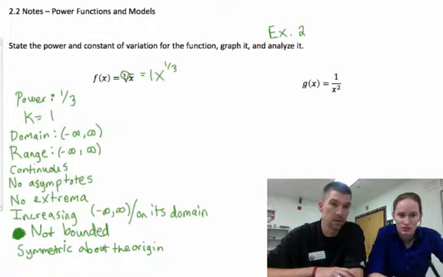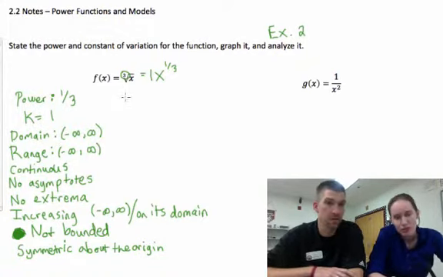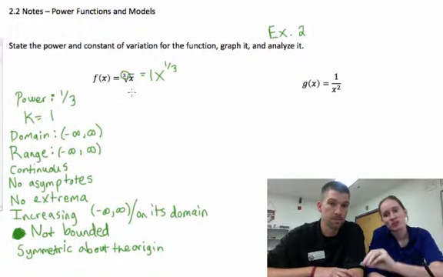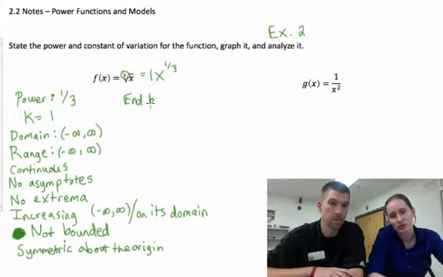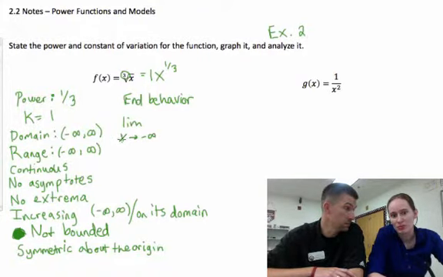Let me count: 1, 2, 3, 4, 5, 6, 7, 8, yep, 9. Just end behavior left. What is end behavior? Well, it means as x is going towards infinity, what's happening, and as x is going towards negative infinity, what is happening. And the way we are going to write end behavior for the rest of our lives from this point on is with limits. Limits are super important in calculus, which is why we're going to really stress them this year.